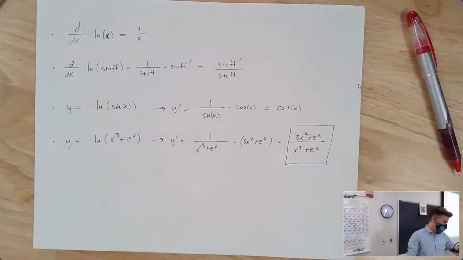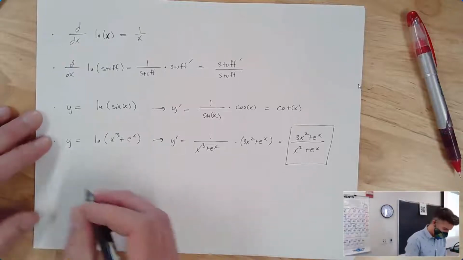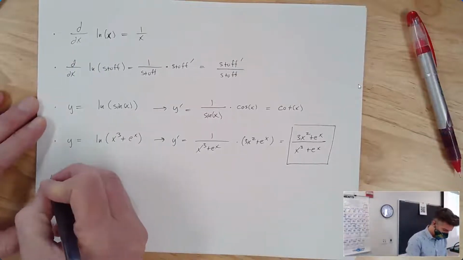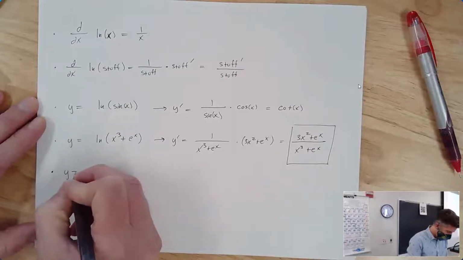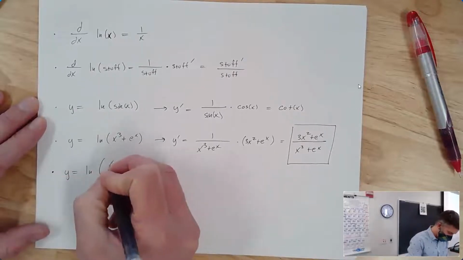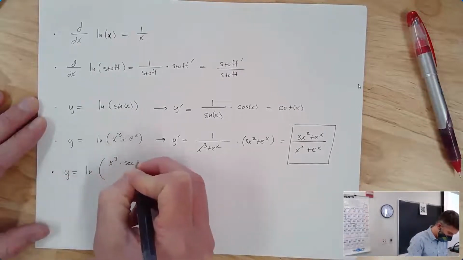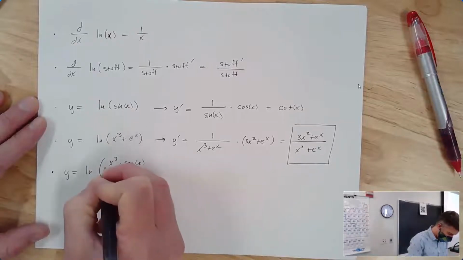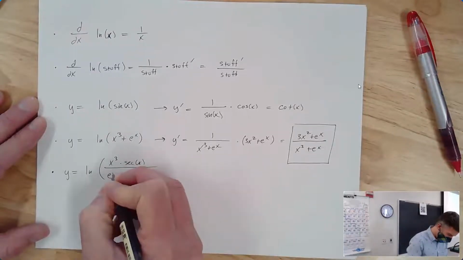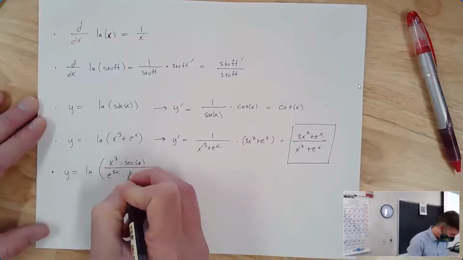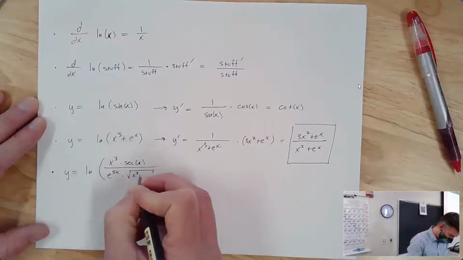But then people like to ask crazy questions like, what have I got here? Sure, yeah, that's crazy enough. Let's say I want to find, do I have enough room? Yeah, enough room. Let's say my function is the natural log of x cubed times secant of x divided by e to the 5x times the square root of x cubed minus 1.